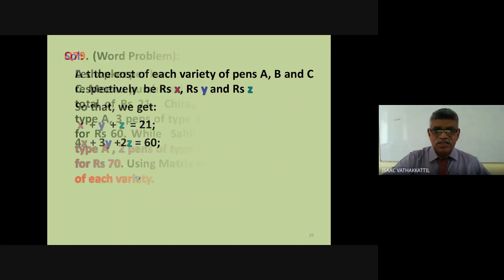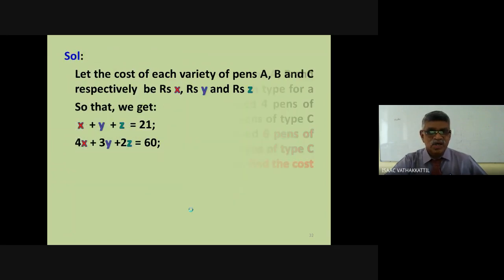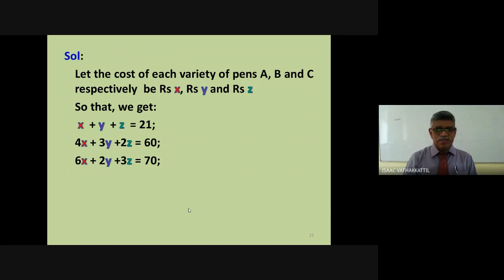Okay, what is the third one? 6 pens of type A, 2 pens of type B, 3 pens of type C. That means 6x plus 2y plus 3z equal to 70. So we have the three equations and you have to solve using matrix method.